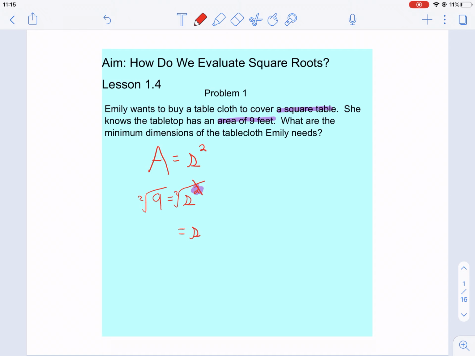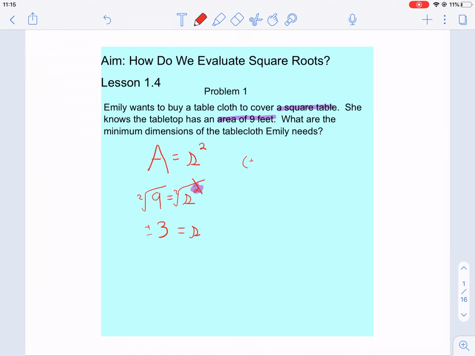The square root of 9 is going to be positive or negative 3. The reason why it's positive or negative is because positive 3 times positive 3 is equal to positive 9. Negative 3 times negative 3 is also equal to positive 9. But in this case, since we're talking about 9 feet and we're talking about dimensions, we cannot have a negative answer, so I would not need my negative answer.